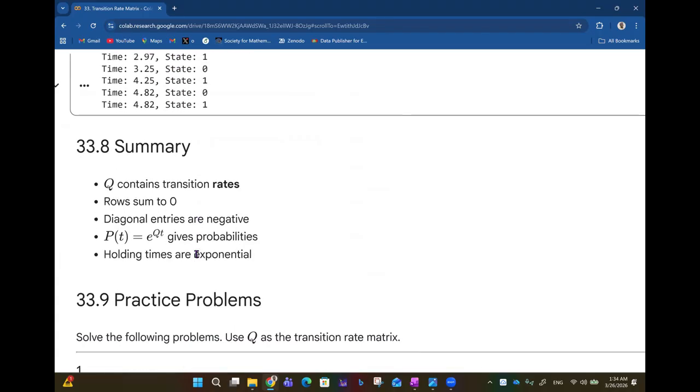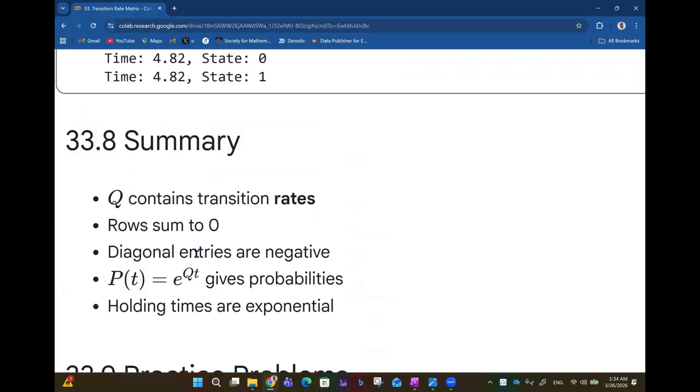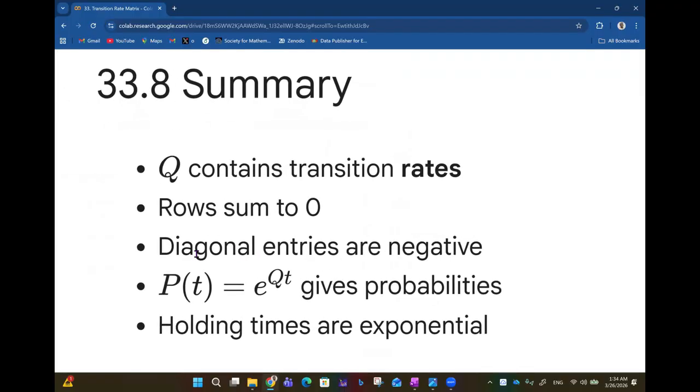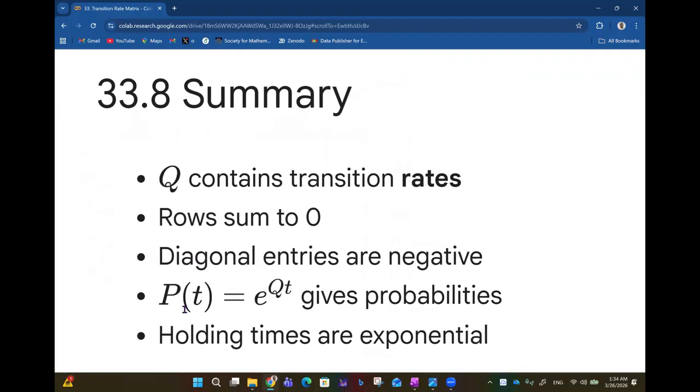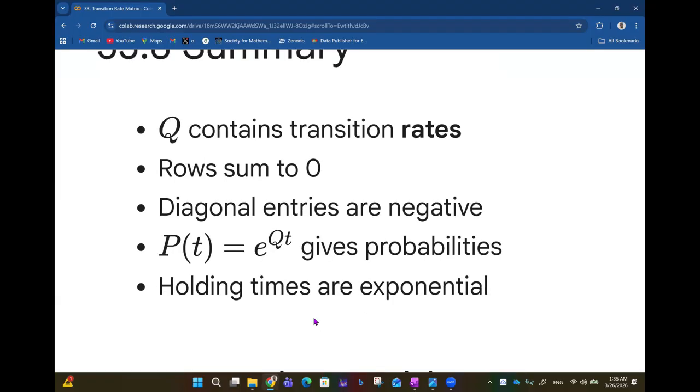And with this, we come to the summary. We see that Q contains transition rates, and each row sums to 0, like we've said, and the diagonal entries are negative. The non-diagonal entries are positive for sure. Then P(t) is e raised to Qt, which gives probabilities, and the holding times are exponential, and we already have a formula for calculating such holding times.